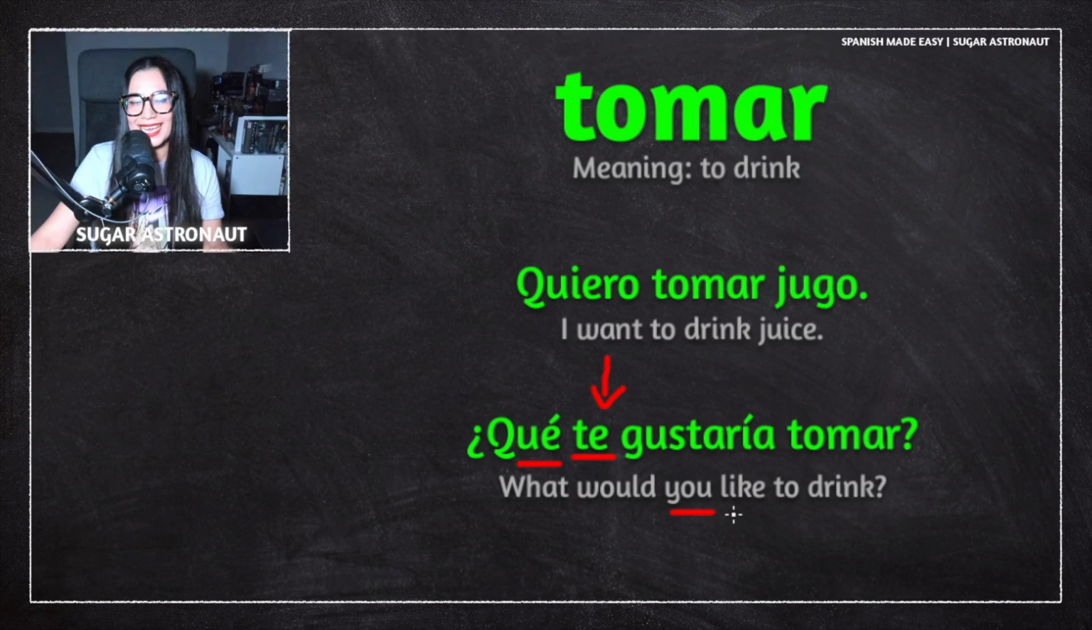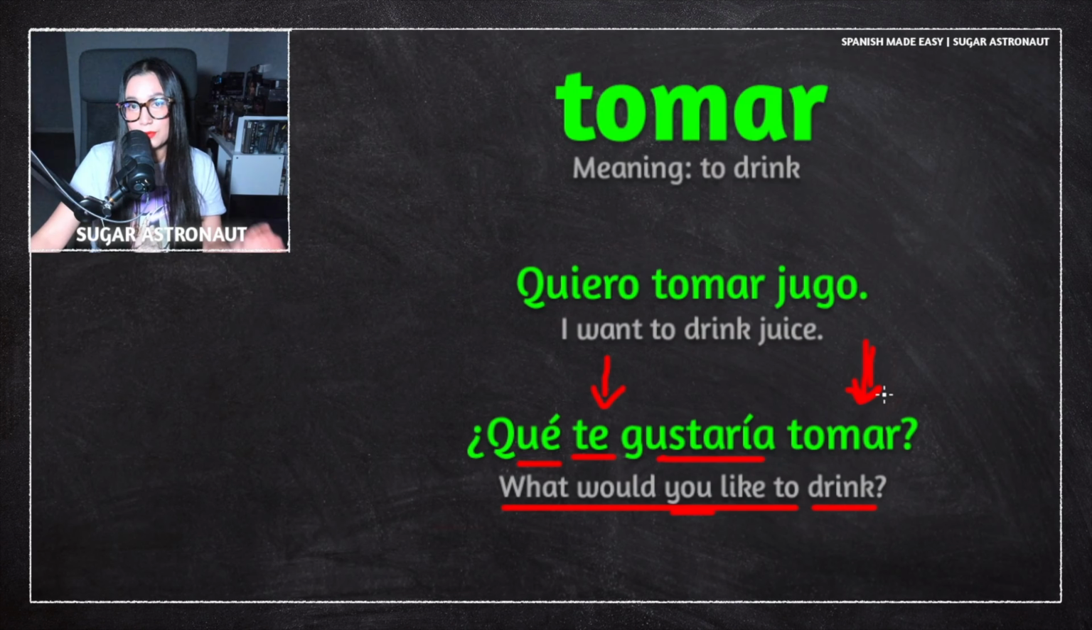So when you say ¿qué te gustaría?, this phrase is very useful because that means what would you like to, okay? ¿Qué te gustaría comer? What would you like to eat? ¿Qué te gustaría leer? What would you like to read? ¿Qué te gustaría ver? What would you like to watch, or see? So you can just add a verb right after this question, ¿qué te gustaría? And essentially you're asking, what would you like to, dot, dot, dot, and you add the verb. In this situation, it is drink. But this can change to any other verb that makes sense.